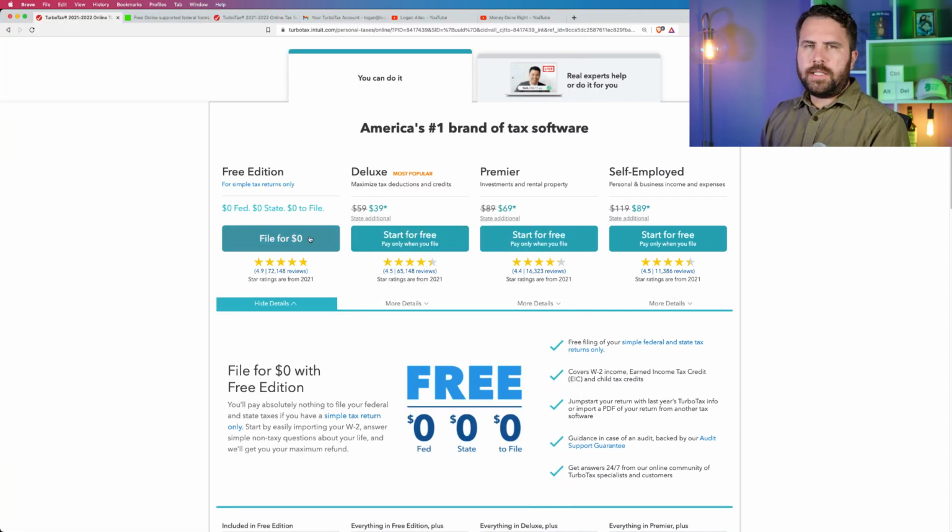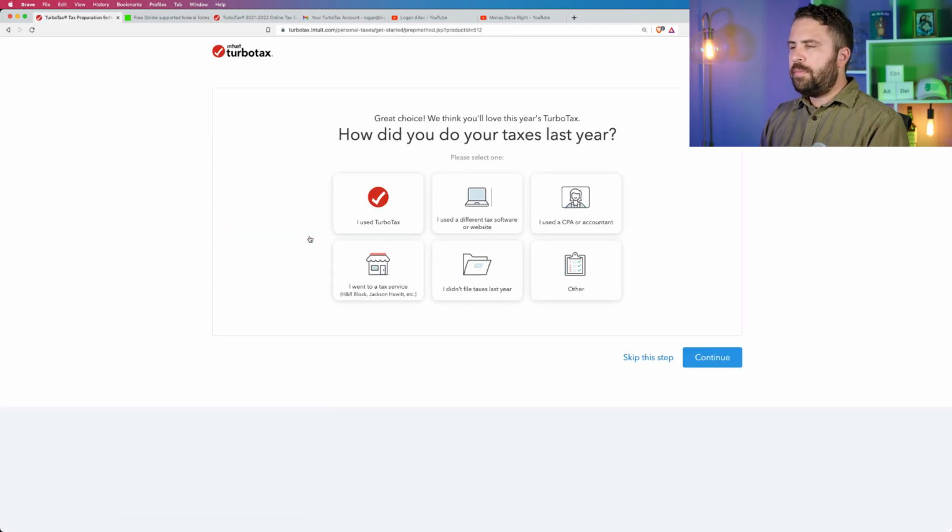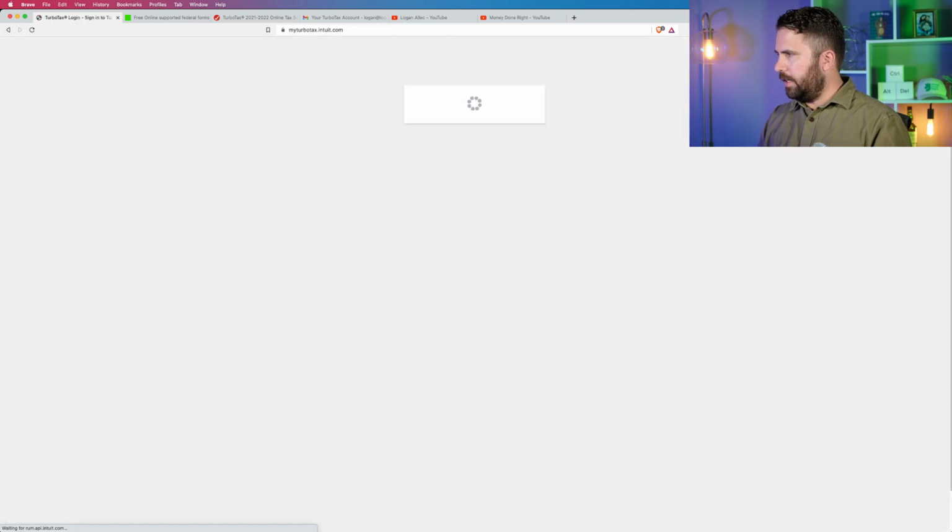If you're not sure which edition to use, just start with the cheapest one, and then TurboTax will tell you if you need to upgrade. All right, how did you do your taxes last year? Well, I did one of these reviews last year, so I'm going to say I used TurboTax. Obviously, if you did not use TurboTax, you would choose something else. But I'm going to say I use TurboTax because I think I still have the account that I used last year to do this very review.